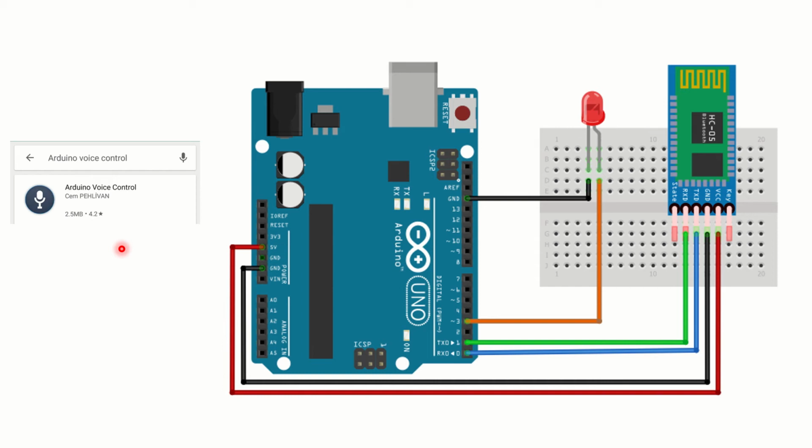Now, what are we going to do? We are going to control the LED through voice. I'm going to say switch on, and the LED will be switched on. I'm going to say switch off, the LED will be switched off. And all these are done through voice commands. For that, we need Arduino Uno, we need HC05 Bluetooth module, and most importantly, we need the LED.